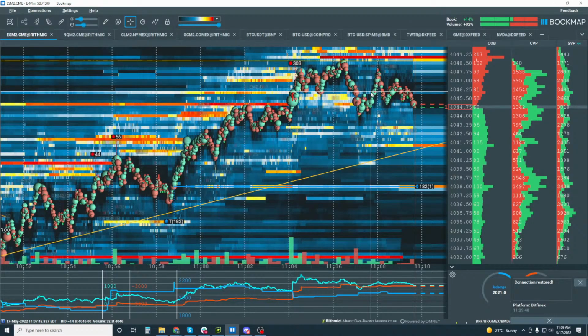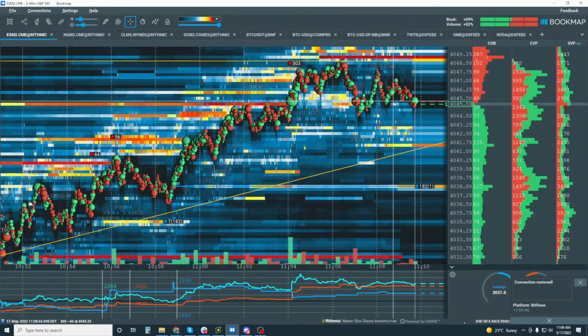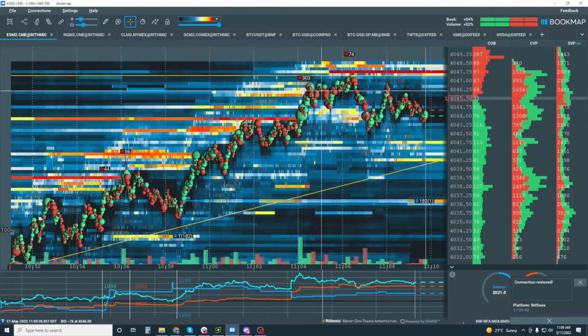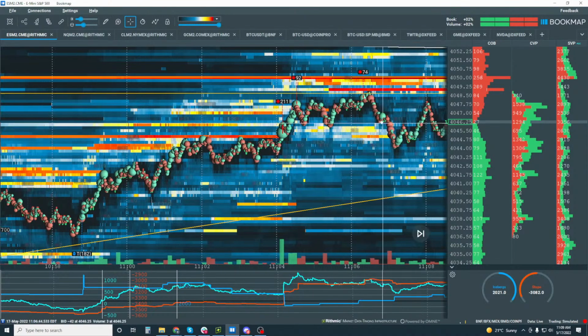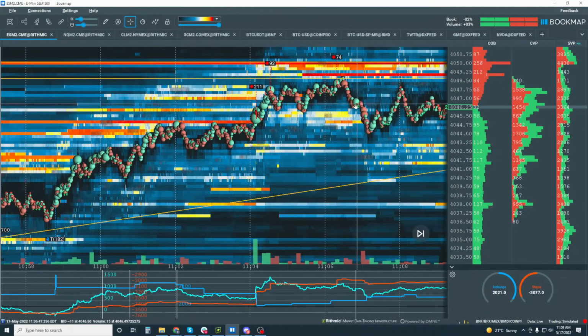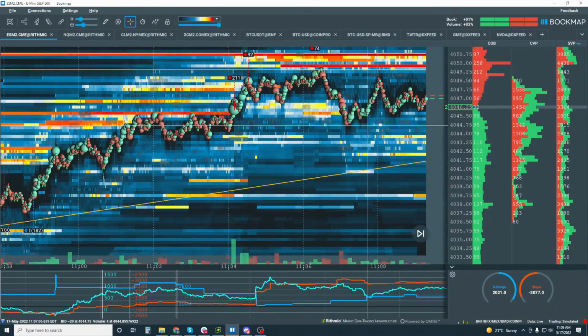It would have shaken me out somewhere around in here. I was thinking it might do that here. It gave one more shot. I thought here we'd get the move, but we didn't. And then we see some heavy selling coming in. See, once I start to see the heavy selling, it's like, yeah, I don't like that.